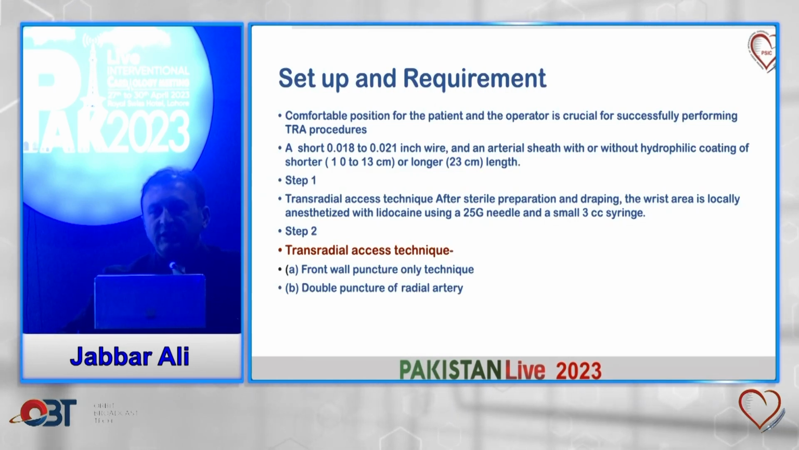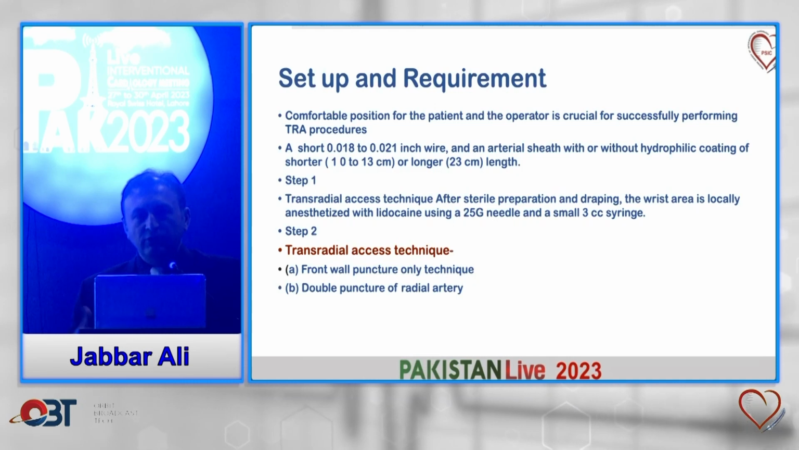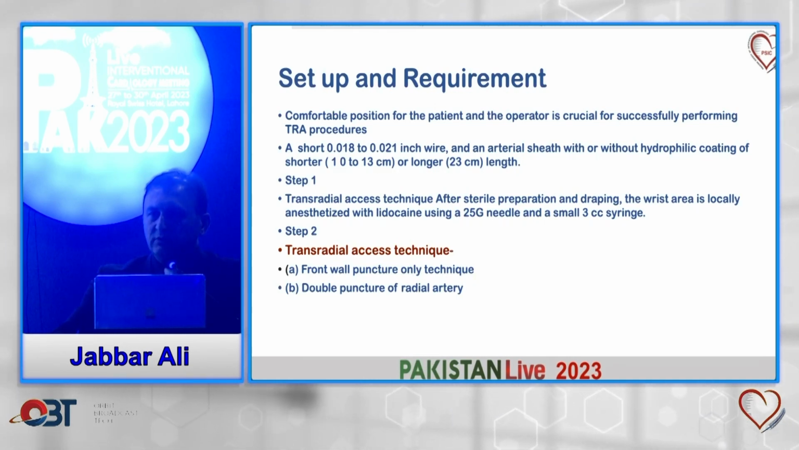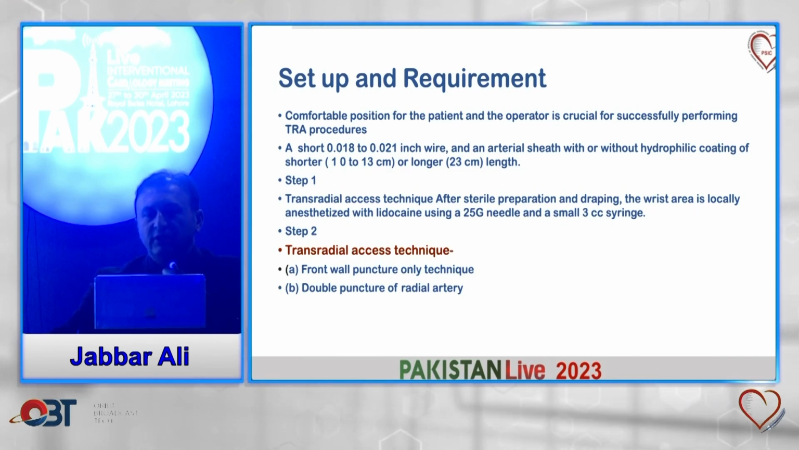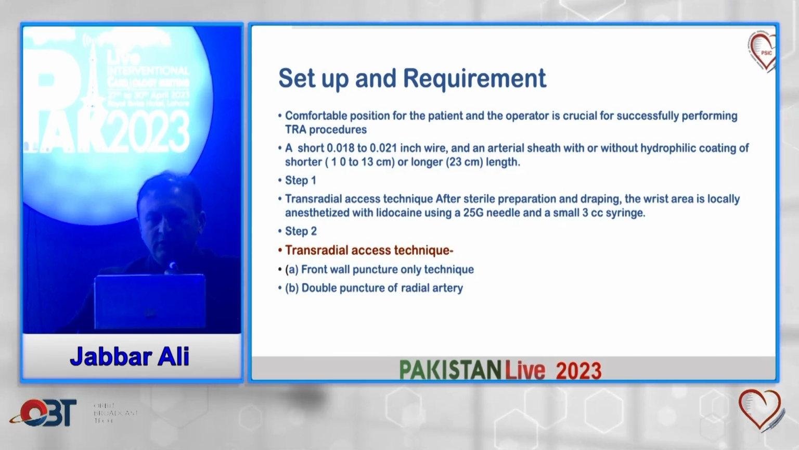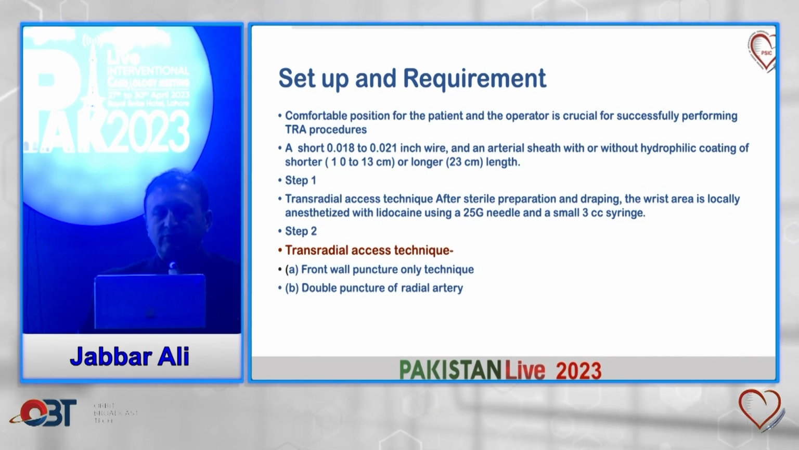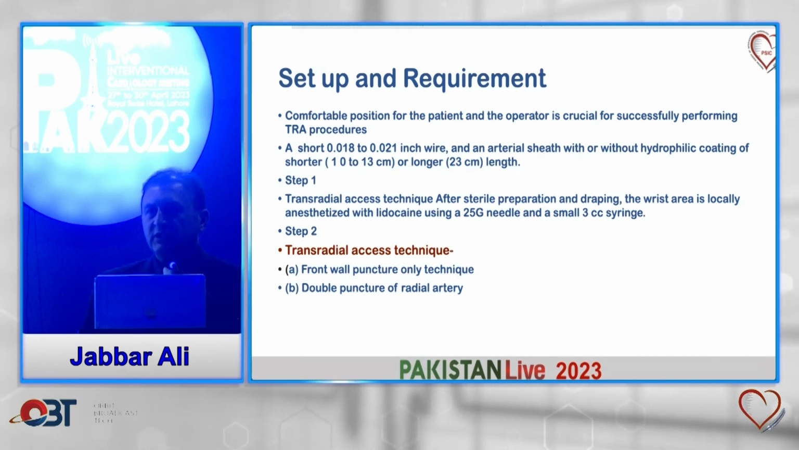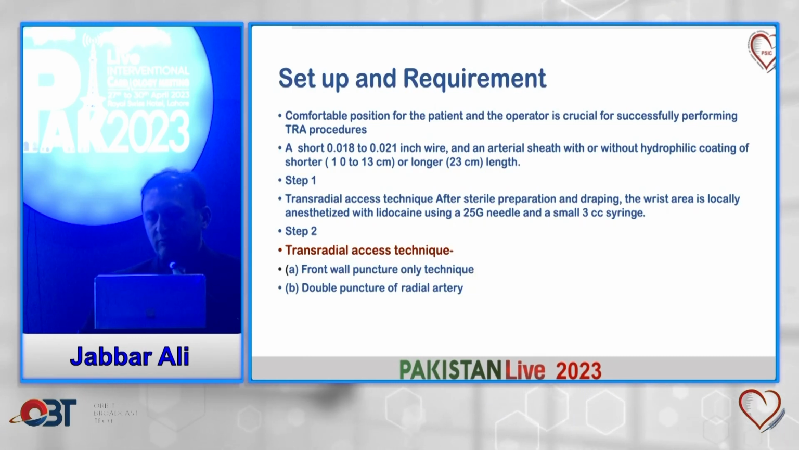Setup for radial artery is very important. We are seeing our fellows and residents, they bend too much, which is not good for their spinal cord, and if the setup is not appropriate, it will result in spine injury or other musculoskeletal problems. So there are two types of transradial access technique: front wall puncture, which is done if you are using the needle, just like the Cordis one, or if you are using Terumo, we have to do a double puncture.